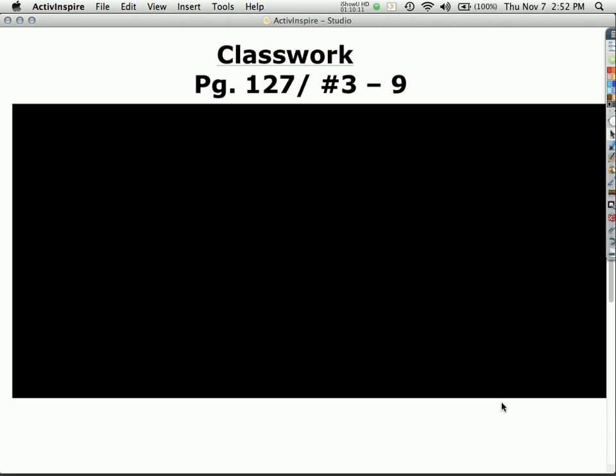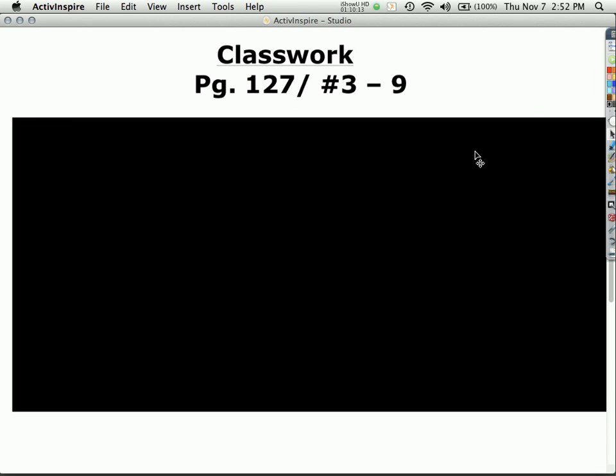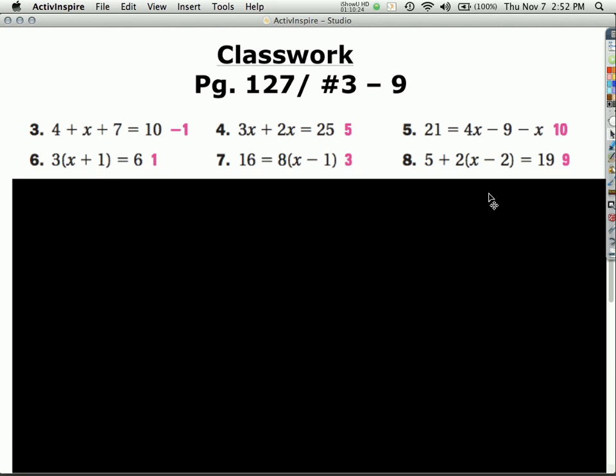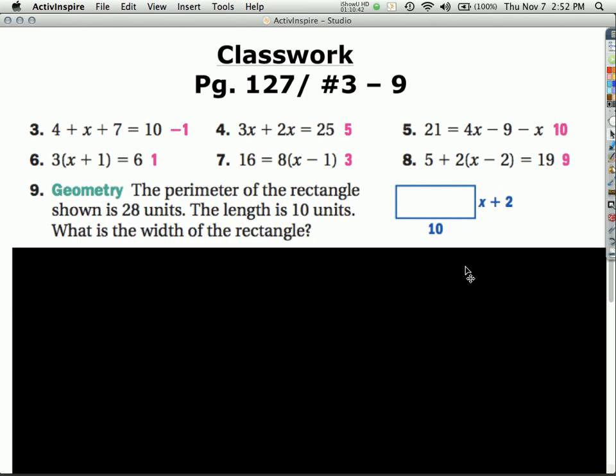Okay, colored pens up. Here we go. Now, I expected you to be successful on 3 through 7. Number 8 was an extra challenge. If you got it right, fantastic. If you didn't, then that's one I don't need you to worry about yet. Number 9 had 4 parts. You were to do all 4.